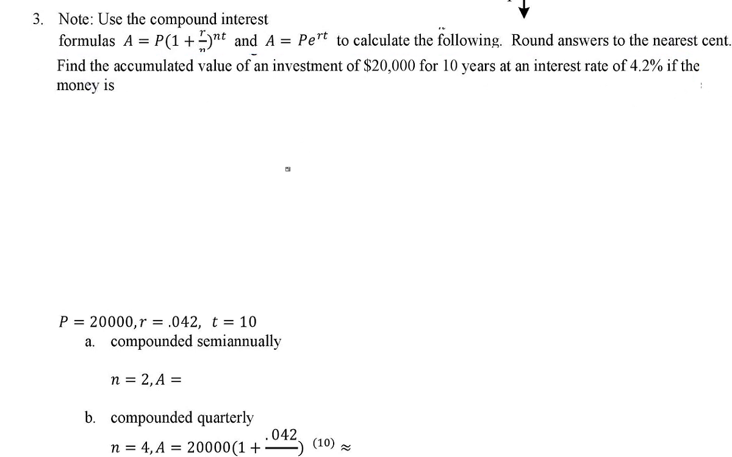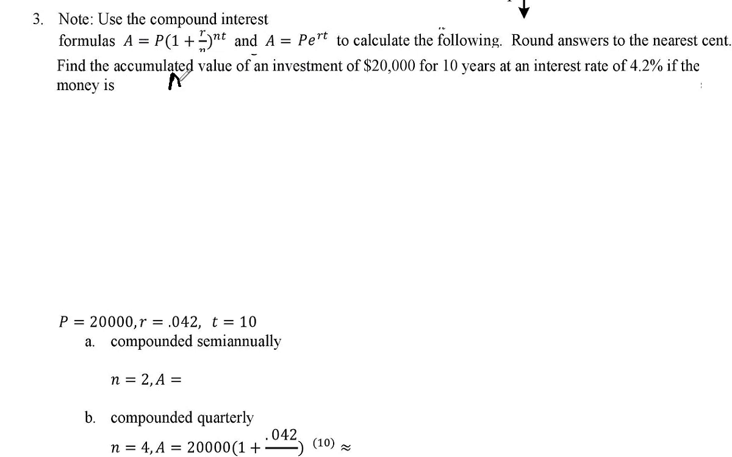There we go. So A is the amount in the account, P is the principal or the start amount, R is your interest rate, N is the number of interest rate periods, and T is going to be your time in years. So here we want to find the accumulated value, that's A.